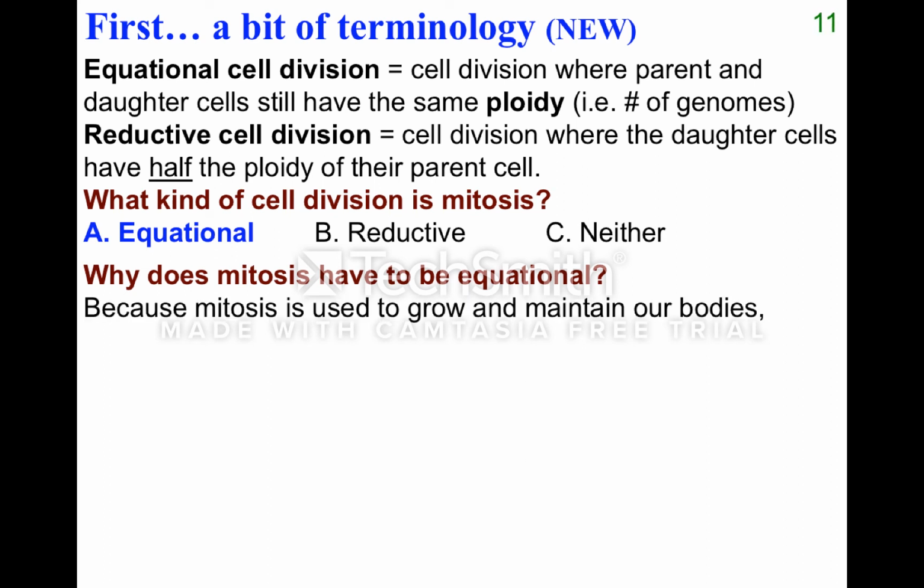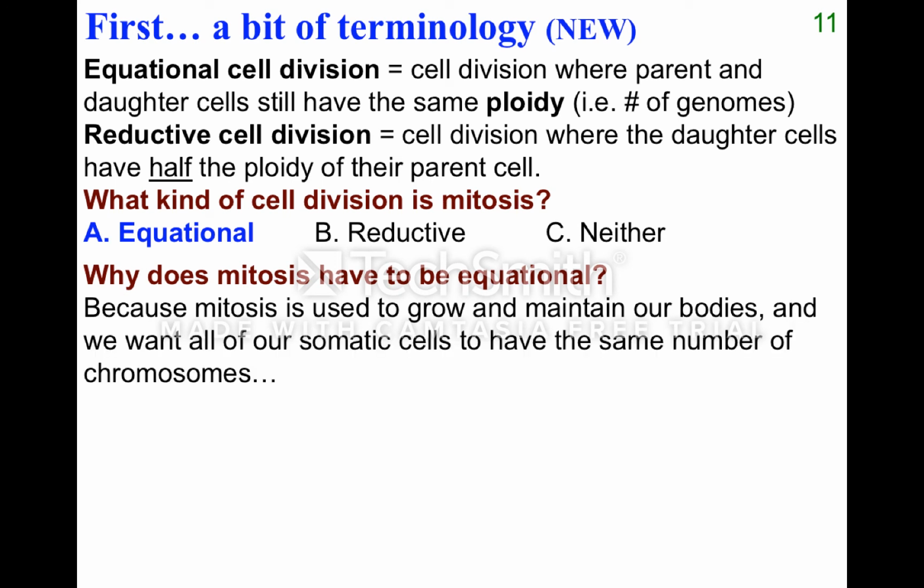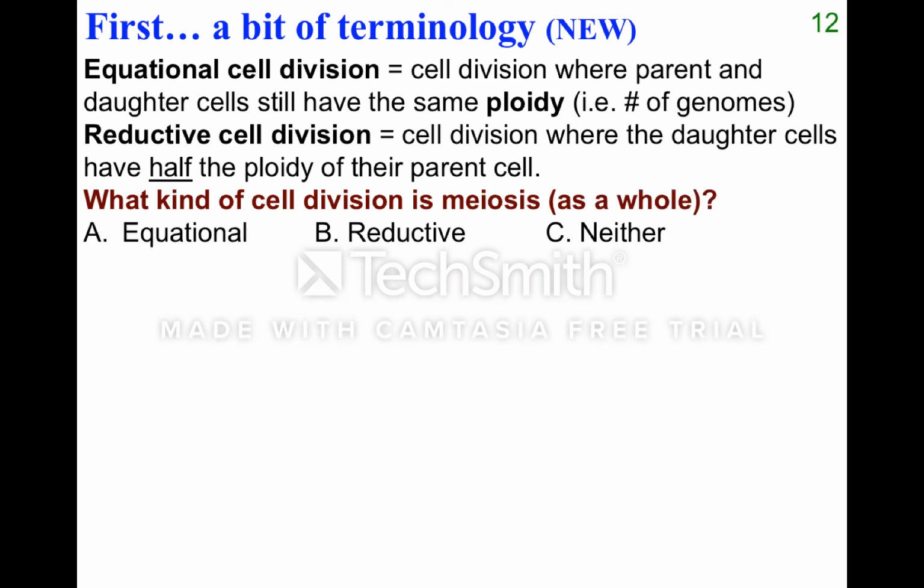So mitosis has to be equational because if you think about it, when you grew up from a single cell to your adult bodies right now, that cell had to divide again and again in order to grow up to your adult bodies and to maintain them as well. And as that cell is dividing, we want to keep all of the DNA, all that information, the same from cell to cell. So we definitely don't want to be cutting the amount of DNA we have in half as we're growing our bodies.